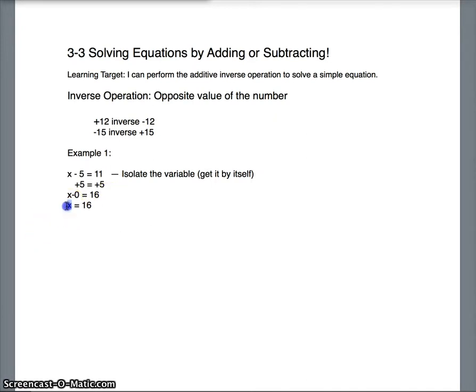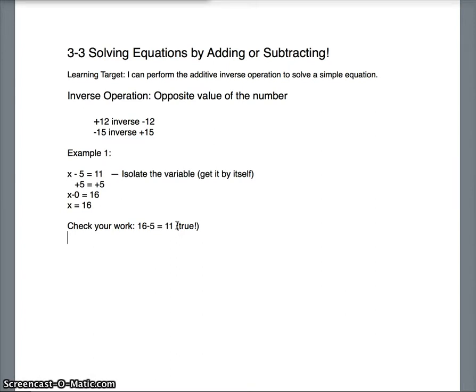And we can ask ourselves, is x by itself? Well, it is. So this is the final answer to our first problem. And we can go ahead and plug this number in to check it. To check your work, we can take the original problem and use what we found for x, which is 16. We can do 16 take away 5 equals 11. And is this a true statement? Yes, it is true. So that way we know that our answer was correct.